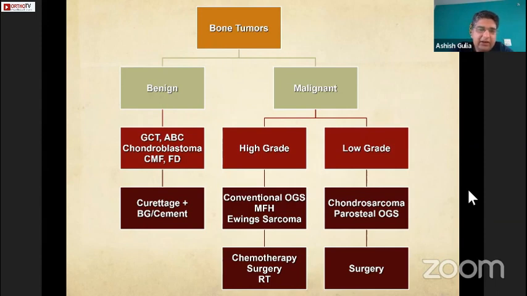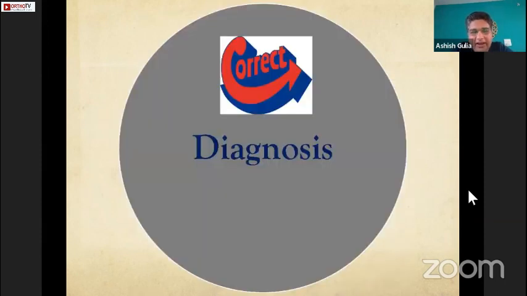And in case our diagnosis is not correct and we tend to treat one with the principles of the other, we end up in disasters, and it not only causes issues in saving the limbs, but patients' lives as well. That's why before embarking onto any sort of treatment, a lot of emphasis is given on correct diagnosis in musculoskeletal oncology.